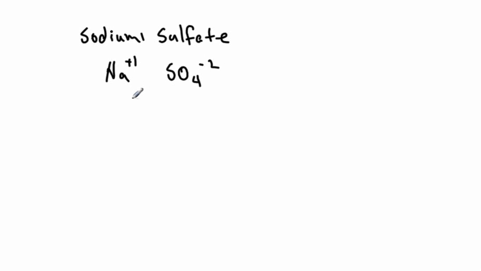So we're going to crisscross the charges and come up with our formula here. Sodium has a 1, sulfate has a 2, so whenever we write the formula, we will have Na2SO4. And we don't have to write the 1s because we don't write 1s in chemistry. So that's sodium sulfate. Another example, let's do one that's a little harder. Let's do magnesium phosphate.